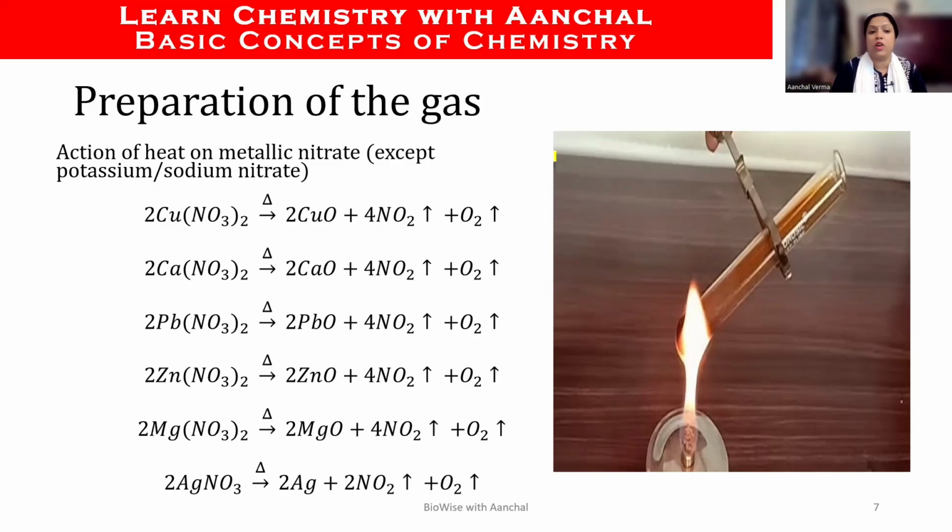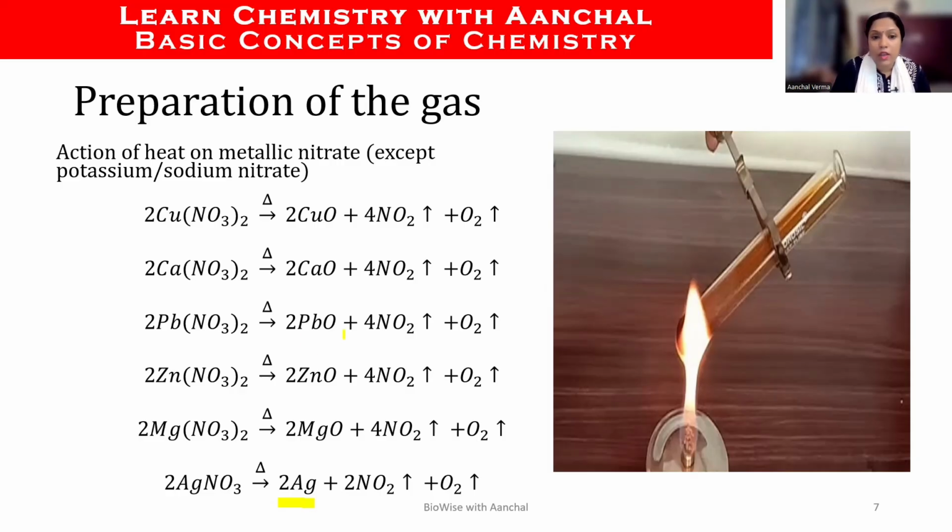So here you can see copper nitrate, calcium nitrate, lead nitrate, zinc nitrate, magnesium nitrate, silver nitrate. Silver nitrate has a different story. It gives you silver instead of silver oxide, and formation of nitrogen dioxide and oxygen is there. But all the other metallic nitrates give you the metallic oxides and two gases. One is reddish brown nitrogen dioxide and one is oxygen.